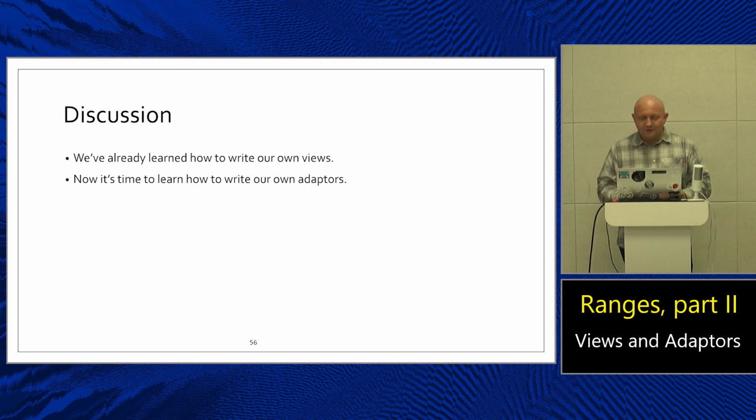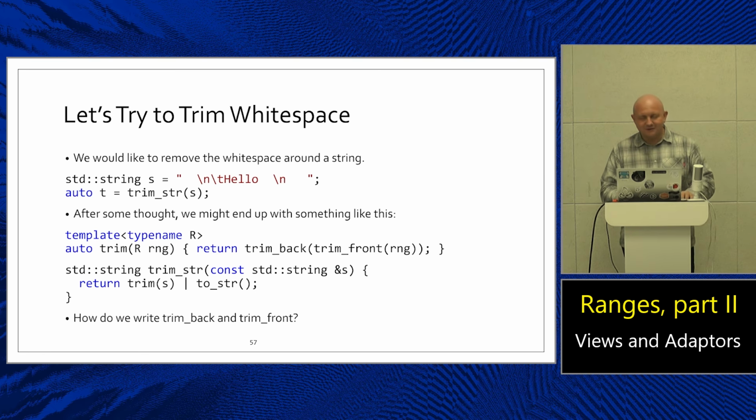In fact, very often the best way to write our own adapter is not to write a new one at all, but to compose existing ones. This example is taken from Tristan Brindle's talk, I wholeheartedly recommend it, and it will be in my bibliography. Let's take a very simple, very realistic task. We want to trim white space from a string. Leading white space, trailing white space, trim all of it.